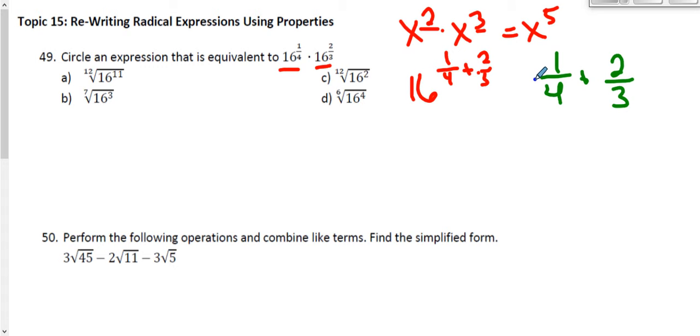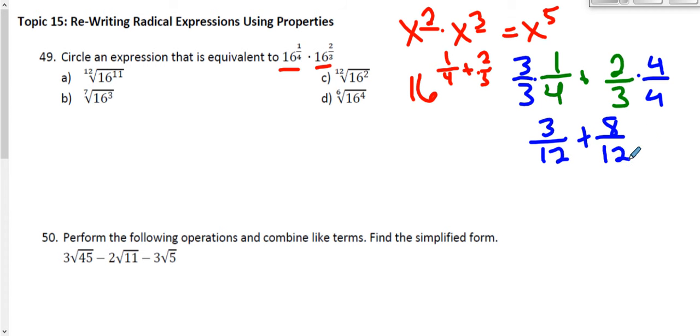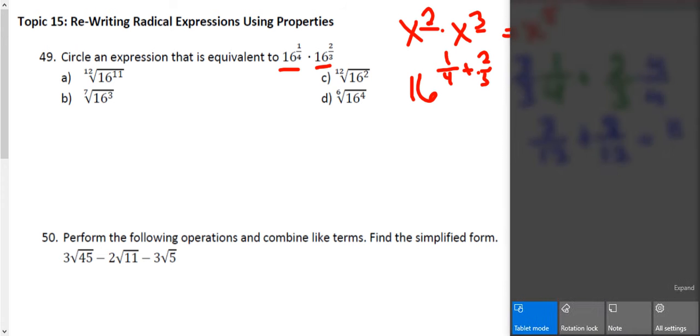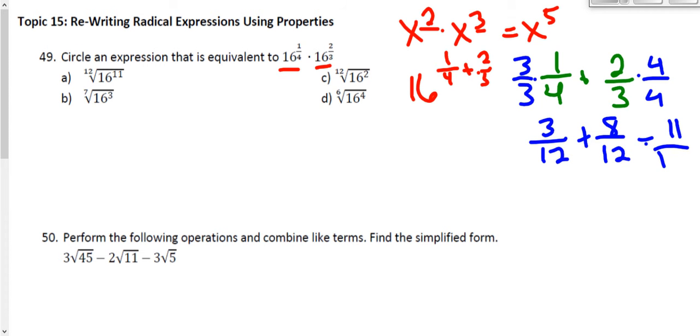So 4 needs a 3, so we multiply by 3 over 3. This 3 needs a 4, so we multiply by 4 over 4. That turns this into 3 times 1, which is 3 over 12. And over here, 4 times 2 is 8 over 12, which gives us an 11 over 12 as a new exponent. So this is 16 to the 11 over 12.